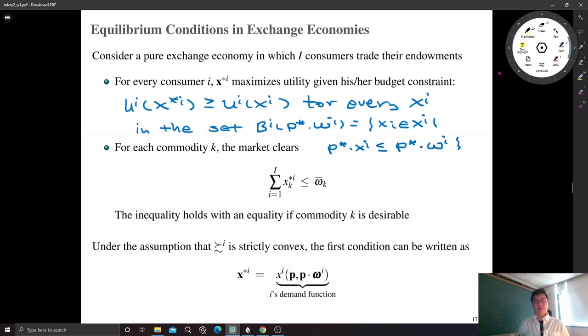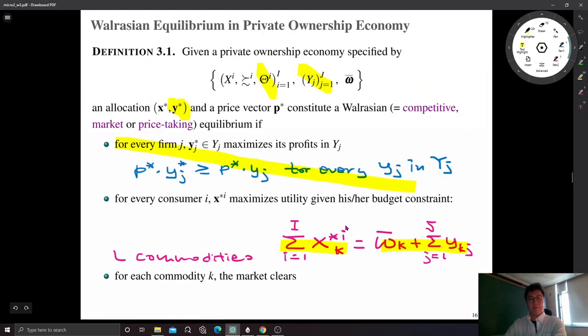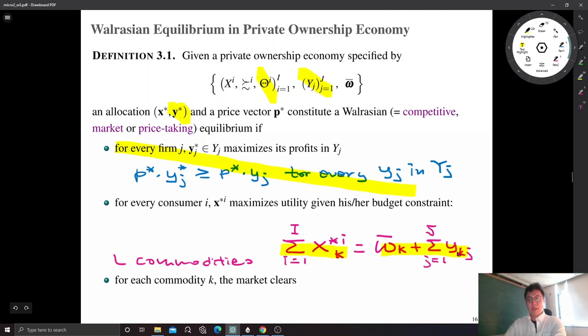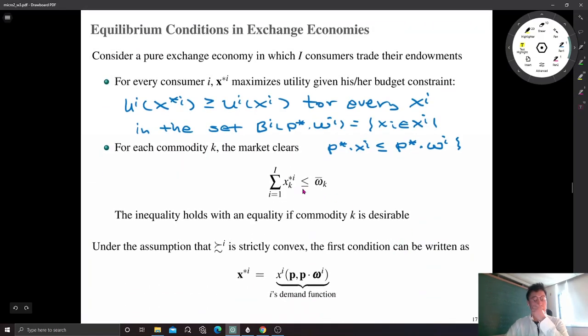So we can write this way. Utility maximization for every consumer i, and remember there are a total of capital I consumers. And also for each commodity, the market must clear. So the aggregate demand for commodity k, and we don't have any production process in this economy, so disregarding y_k^g, the market clearing conditions are simply written as this.